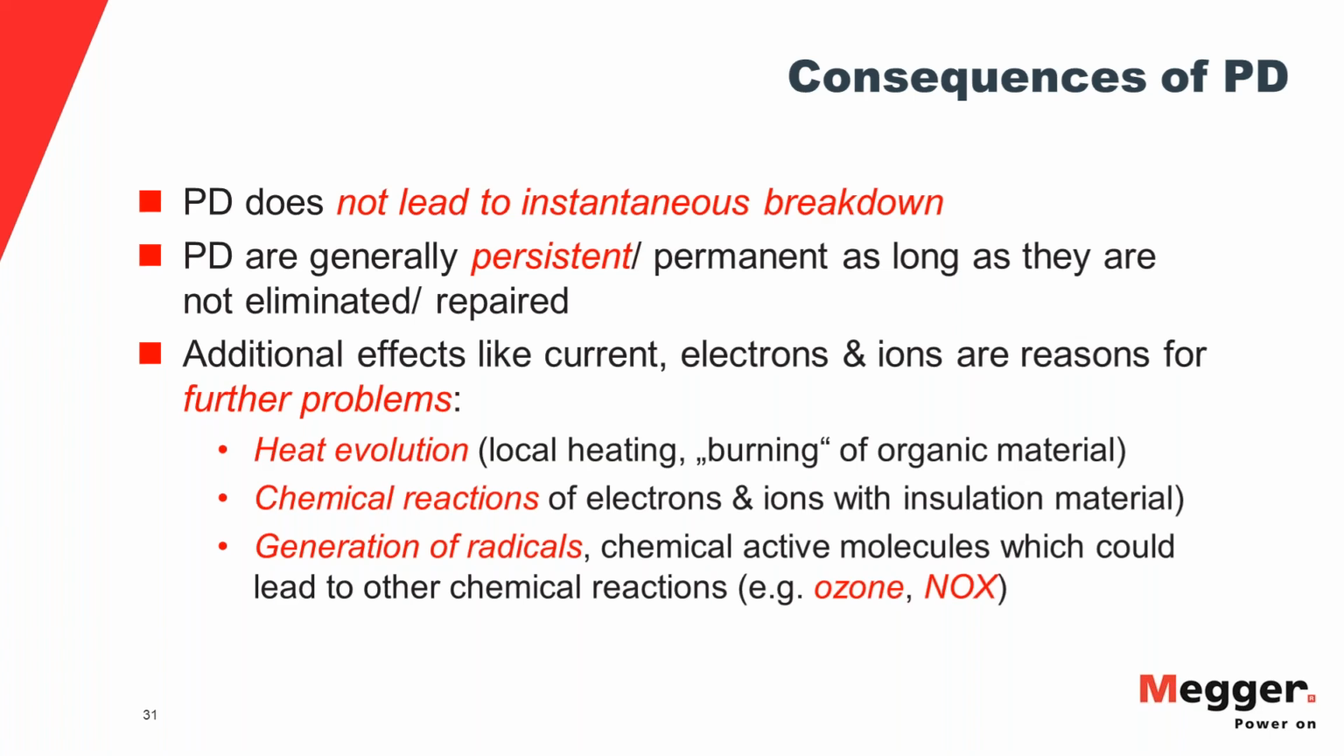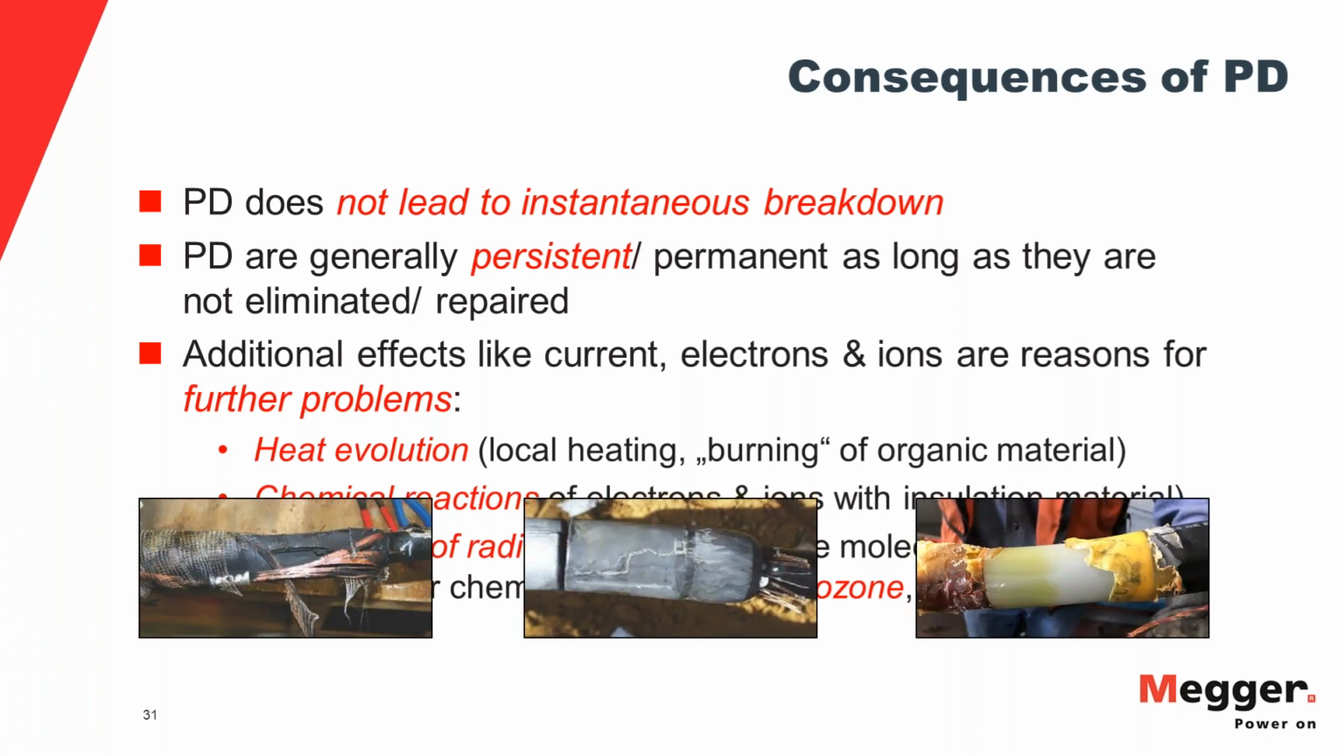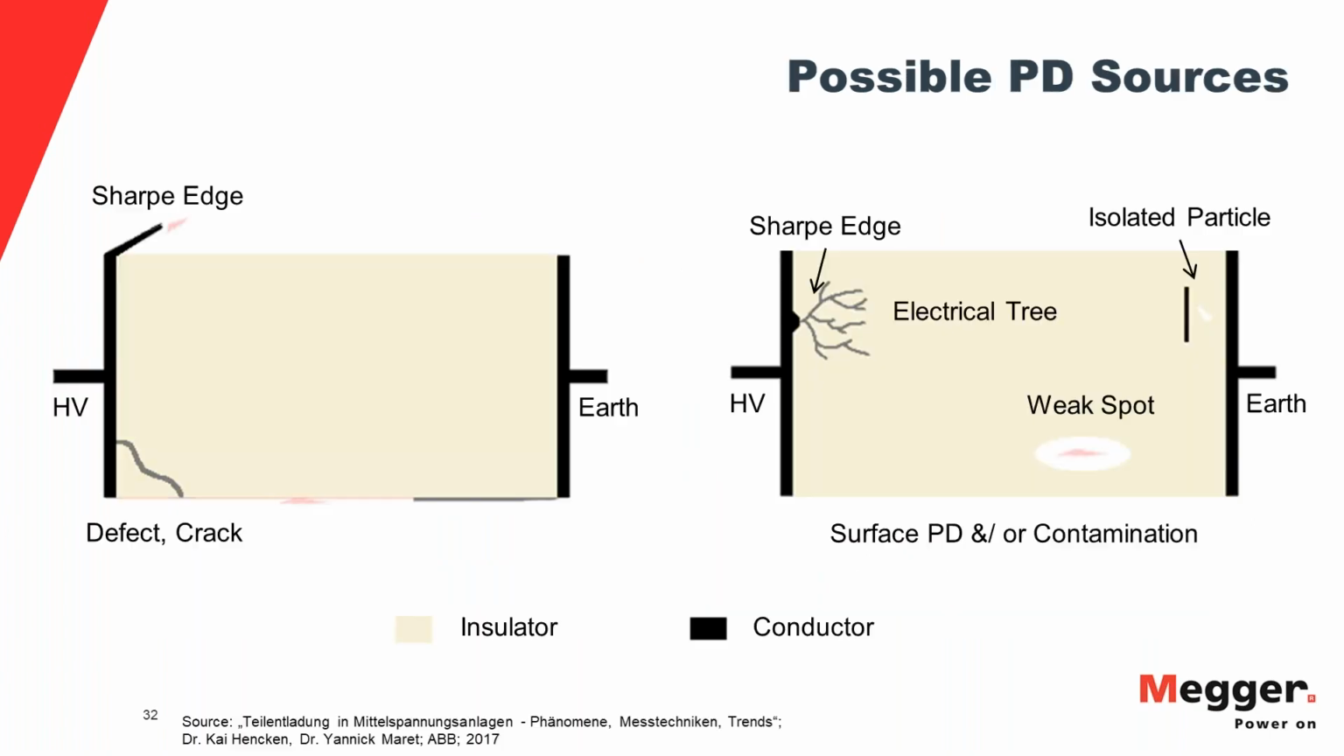And you create radicals, which create even more problems with ozone and NOx that contribute to the corrosion even more. And then you get things like this, tracking, corrosion, and on the left, heat problems. So in the insulation, specifically in solid dielectric cables, what do you have there? You have the weak spots, isolated particles, cracks. All of these things are actually sources of PD.